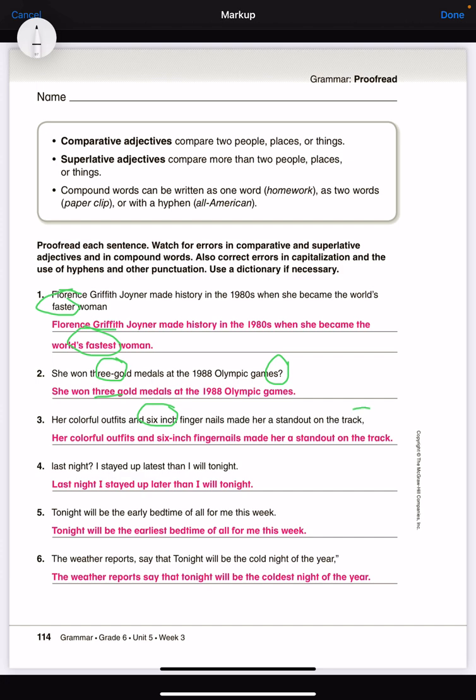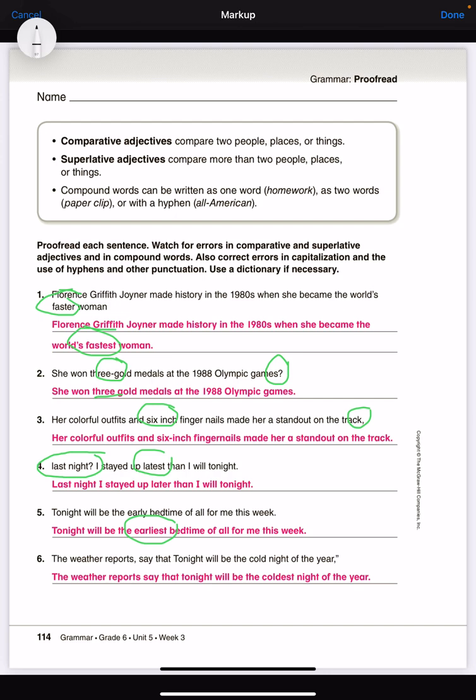And then, obviously you wouldn't end with a comma there. I don't even know what they're doing here at the beginning. Obviously, you capitalize. You wouldn't have a random question mark in the middle of your sentence. And again, latest would be if you were talking about many, many items, not just last night and tonight. That's only 2, makes it comparative. Earliest, because now we're talking about the entire week, all 7 days.